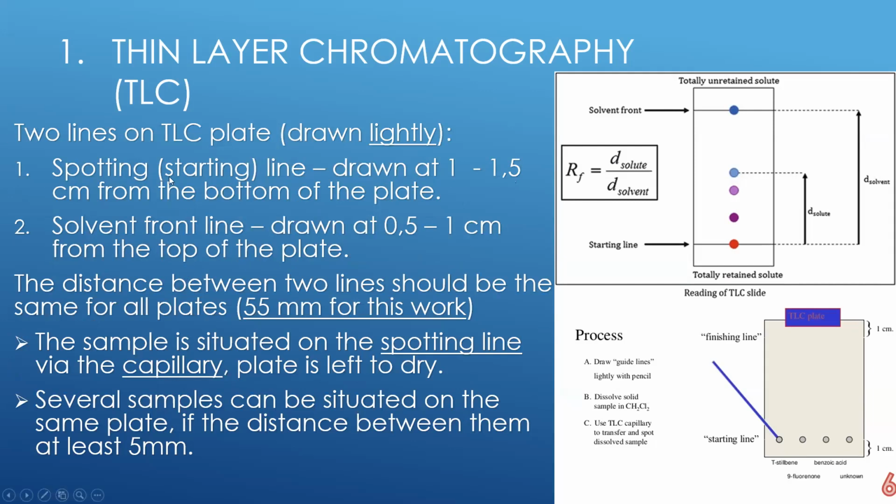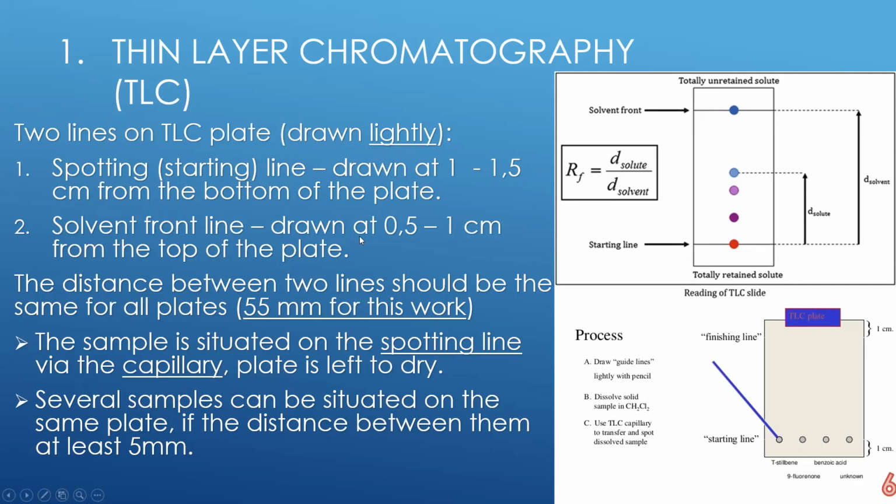First of all, there should be two lines drawn. In some cases, you could draw one line, called the spotting or starting line, which is drawn at 1 to 1.5 centimeters from the bottom of the plate. If you have a different plate, it could be lower if the layer of the solvent is lower. Because such a spotting line should not touch the layer of the solvent, and we will see why later.